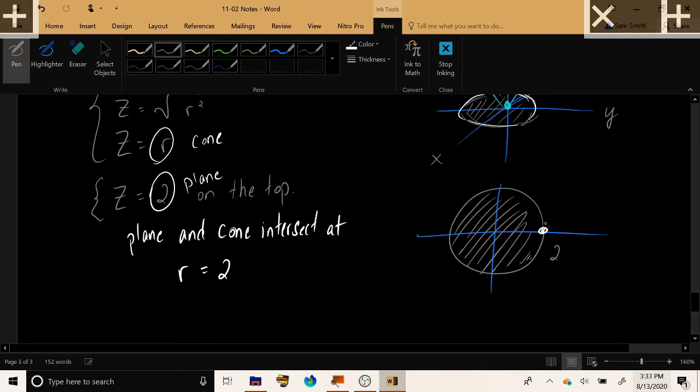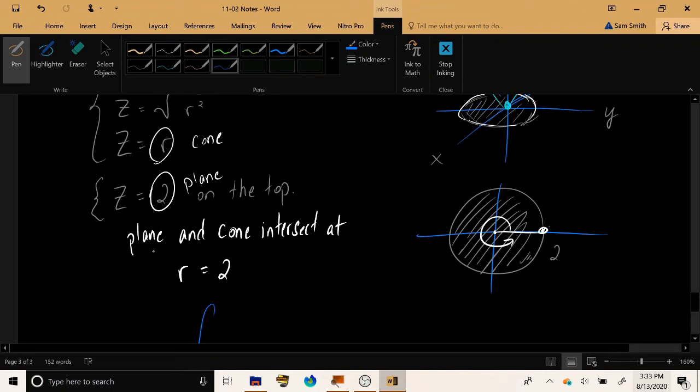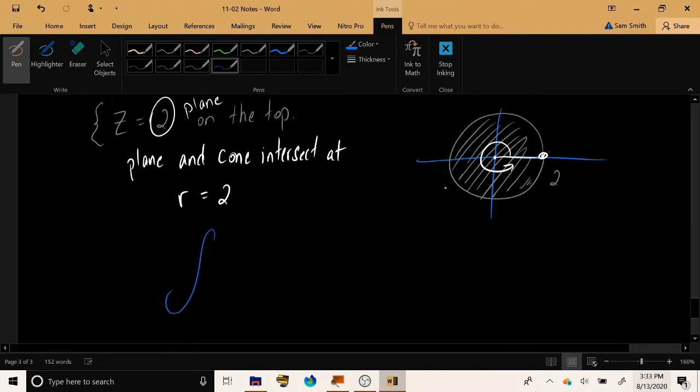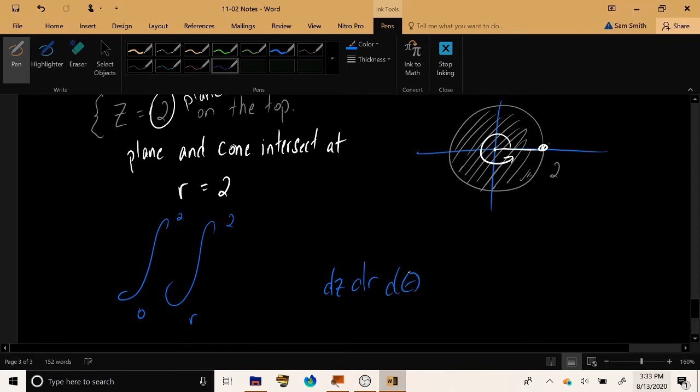So the allowed radii of points in this disk can stretch from 0 all the way to 2, and theta can go from 0 all the way to 2 pi. So for our limits of integration, we found that z equals r, that cone is on the bottom, z equals 2, that plane is on the top. The r limits of integration stretch from 0 to 2, and the theta limits of integration stretch from 0 to 2 pi.